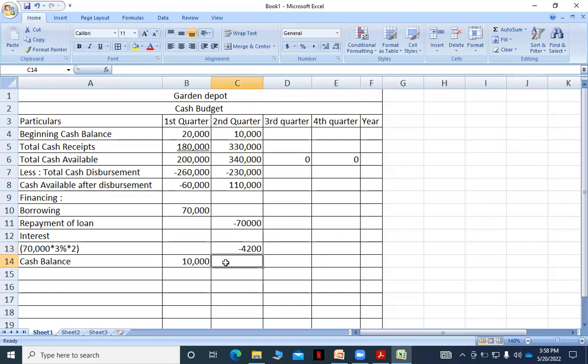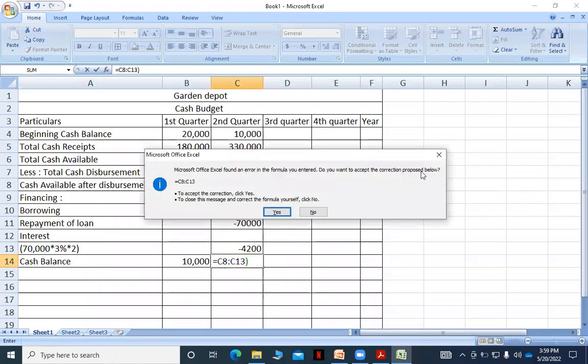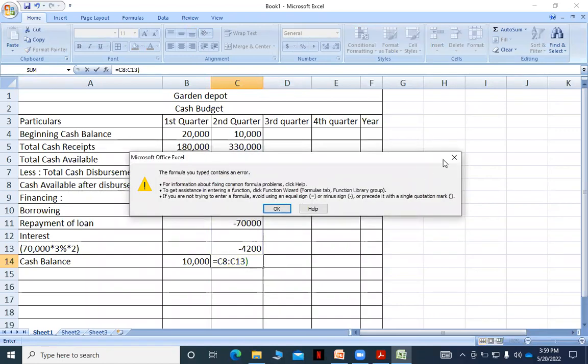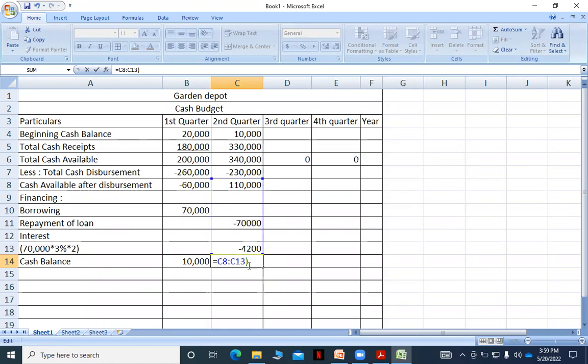Clear? Now after the loan payment and after the interest, how much we have? 74,200. Calculation kori. 35,800. Okay, 35,800 is our ending balance of the second quarter.